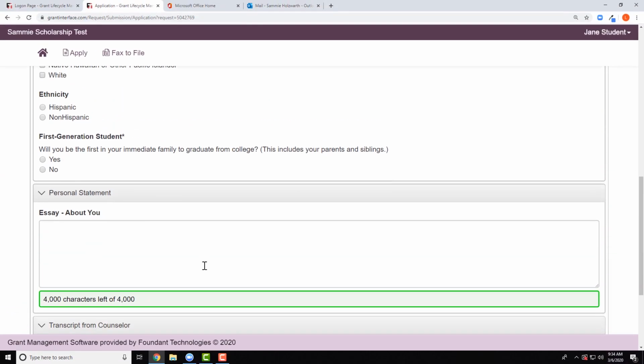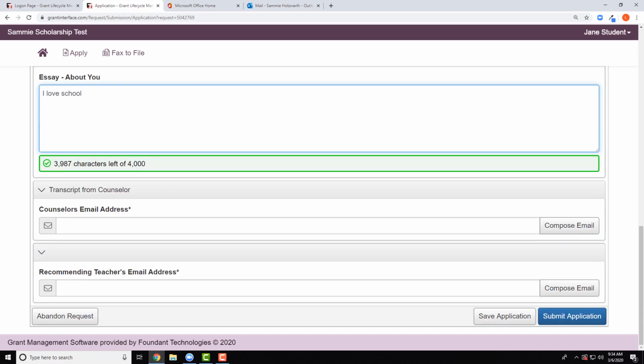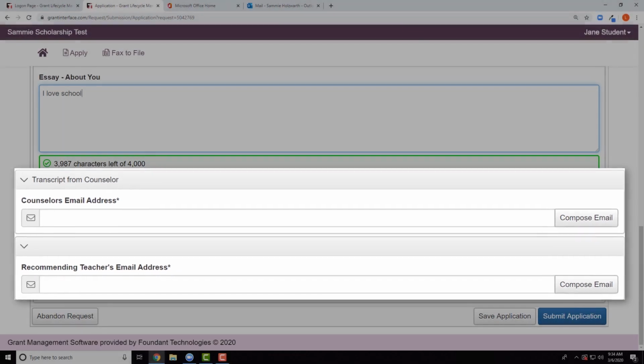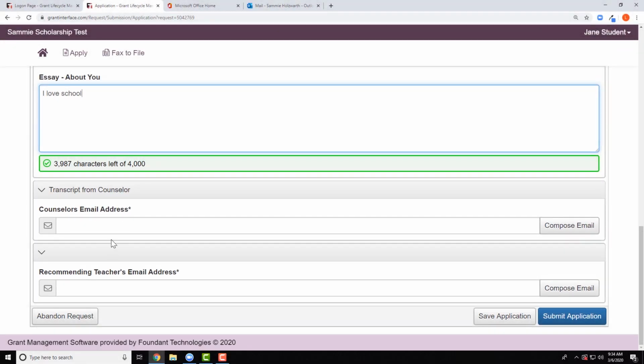From a student's perspective, they will begin filling out their application. When they see an area that relates to third-party recommendations, they can now put in the email address of the person that they need to provide that information. There is no limit on the number of recommendation areas you have or how they're used. In our example today, I'm asking a counselor for a transcript and a teacher for a recommendation letter.